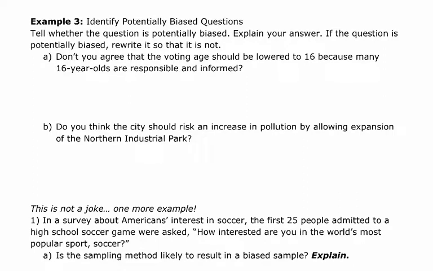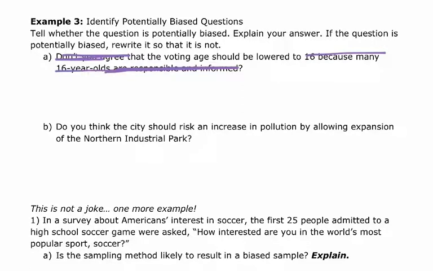So if we take a look at example 3, letter A, it says, don't you agree that the voting age should be lowered to 16 because many 16-year-olds are responsible and informed? Okay, well, by saying, don't you agree, that's persuading you to say, oh, yes, I do agree. And now, adding this information about 16-year-olds being responsible and informed, I don't know about that, right? That's trying to persuade you to say yes, they are. So instead, we might just say, should the voting age be lowered to 16? And that's it. Keep it simple. Should the voting age be lowered to 16?